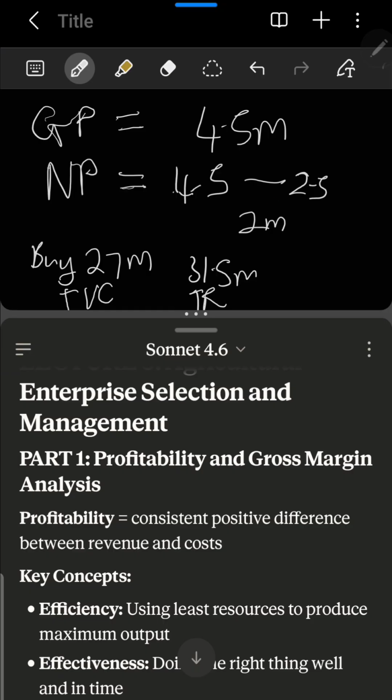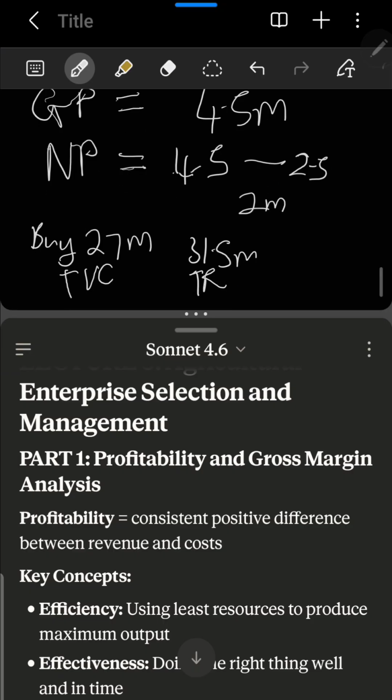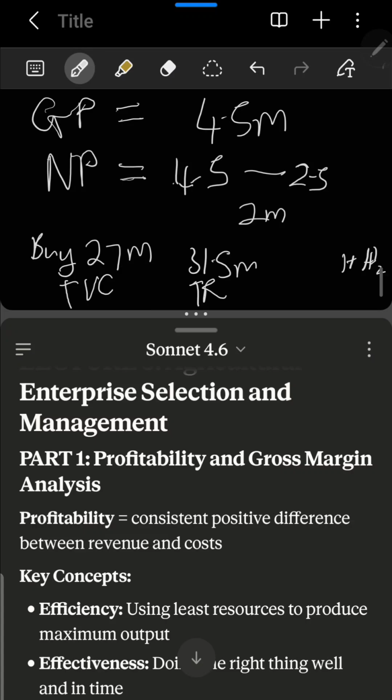You understand that? Now, at the end of the time, he had expenses. He had labor, he had rent, and he had other expenses like rubbish, lighting, electricity, and all that. So 2.5. So you find that this business, although it looked like it was making a gross profit of 4.5, his actual net profit was only 2 million. That's basically the types of profit.